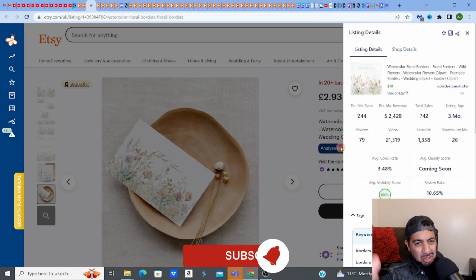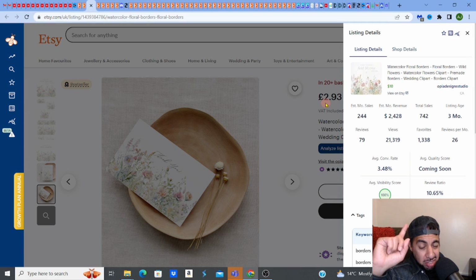Simple, easy to do. 2 minutes on Midjourney. $2,428 for this listing, guys. This is one listing and it's been up for 3 months. Fantastic profit, right? Amazing. That's one listing, guys. For some people, that's a wage for a month. Now, they've got a lot more listings than that, I can tell you.